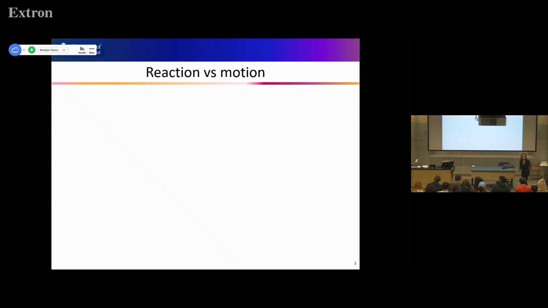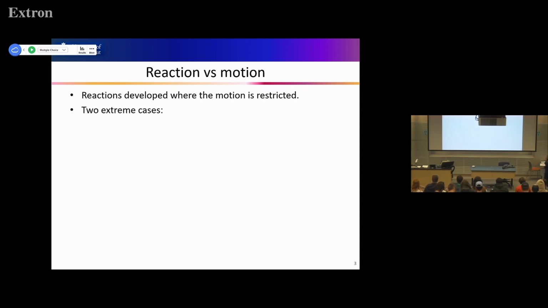Okay, so let's start with the reaction and motion. We are not talking about dynamic system, static system, but reactions are related to the motion itself. So what is the bottom line? Reactions developed where the motion is restricted. Okay, so if the body is here and this body is not moving because of some support, right? And then that support should have some reaction. If this body is moving, then there's no reaction. Okay, it's opposite reaction.